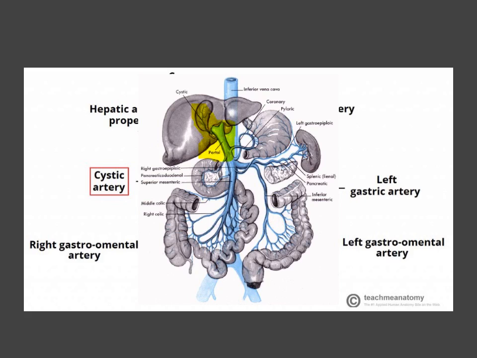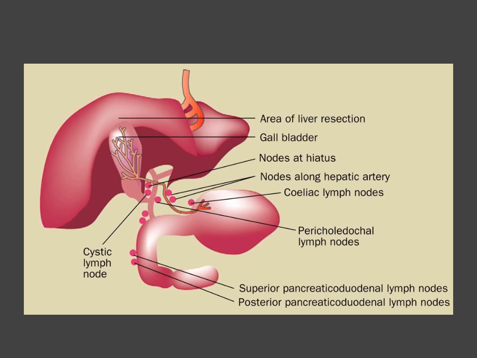What about the lymphatics of the gallbladder, the lymph drainage of the gallbladder? Actually, we have multiple nodes. The most prominent and the most important are some lymph nodes along the hepatic artery, as we can see here. We have other cystic lymph nodes in multiple areas.